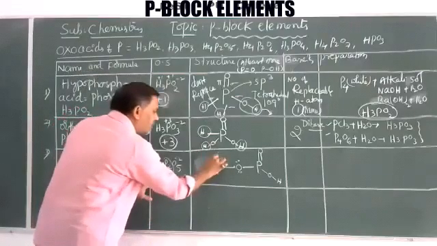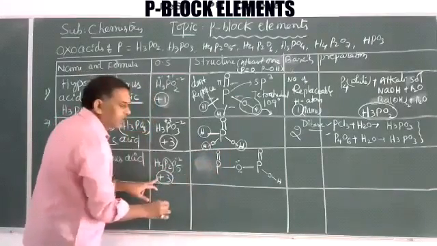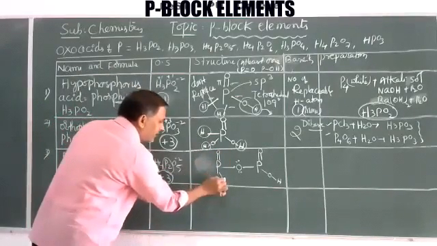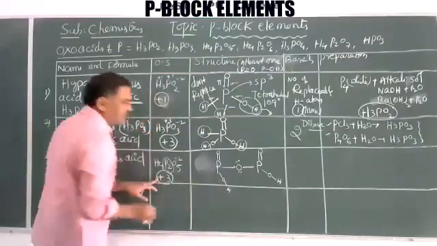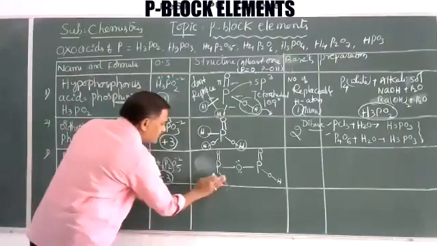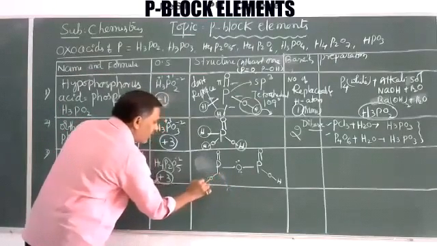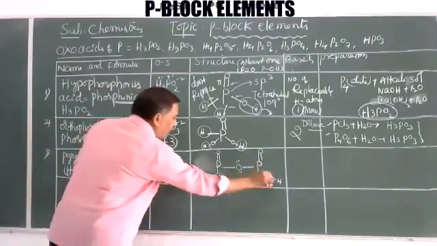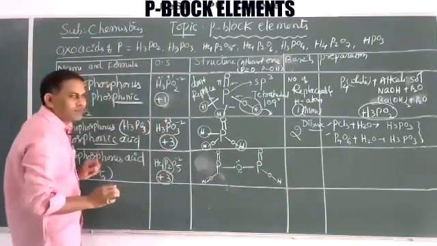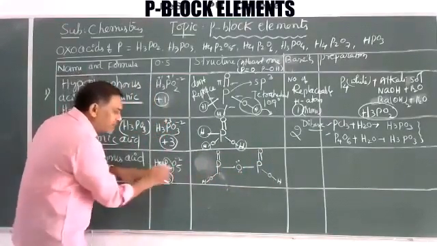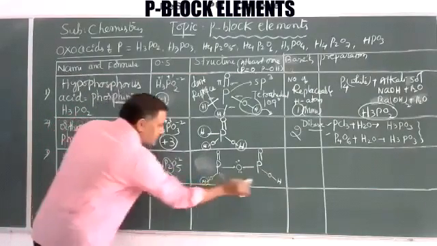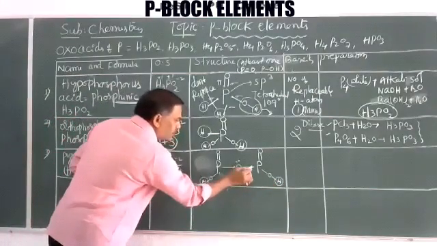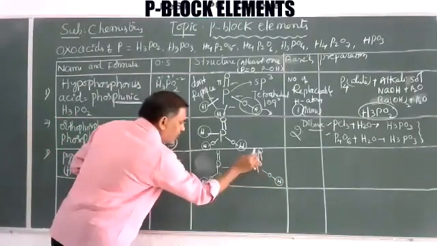Then there should be a double bond, and compulsorily here again a bond to OH. Oxygen atoms are balanced here: 1, 2, 3, 4, 5 are balanced. Now only 2 hydrogen atoms are there. But around phosphorus there are only 3 sigma bonds, so one more is required.